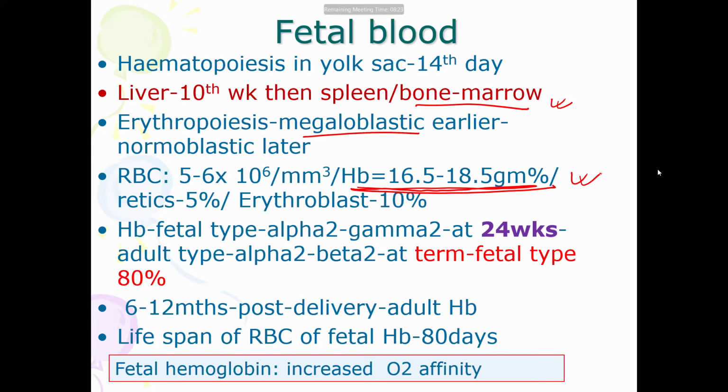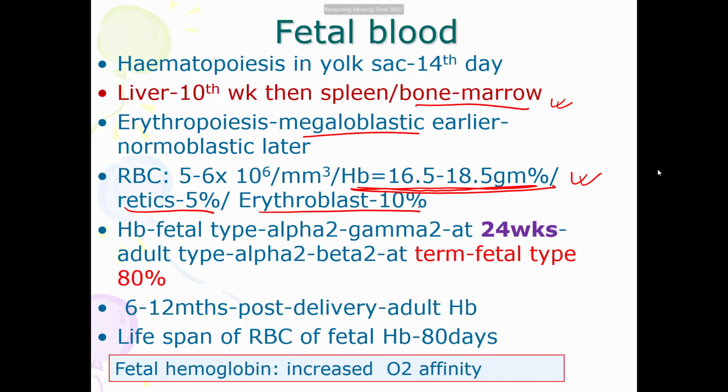because they need to extract all the nutrition, to carry oxygen as well as nutrition. And erythroblasts around 10%. So retics 5%, erythroblasts 10%, because there is more division of the cells, rapid division of red blood cells. And what about the fetal hemoglobin?